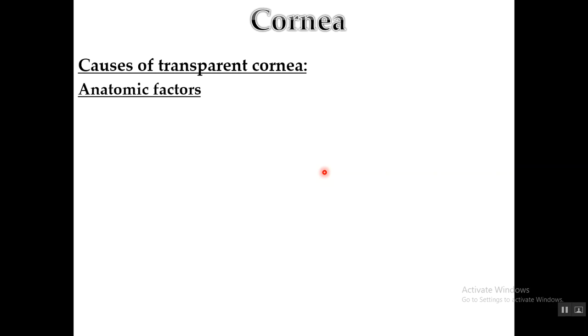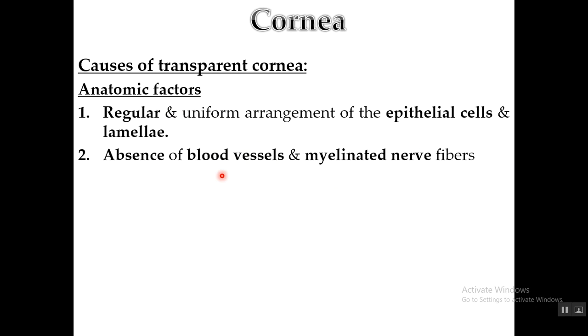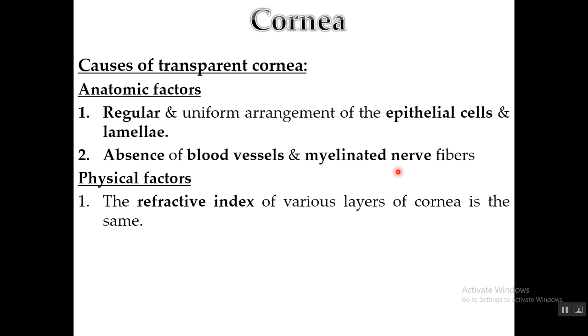The cornea is transparent due to many factors, anatomical factors and physical factors. The anatomical factors are related to the regular and uniform arrangement of the epithelial cells and lamellae, and the absence of blood vessels and myelinated nerve fibers. The physical factors are, number one, the refractive index of the various layers of the cornea is the same, so no refraction occurs.